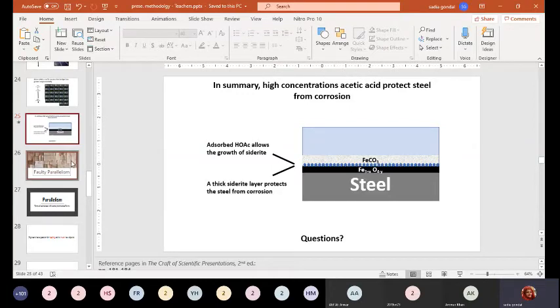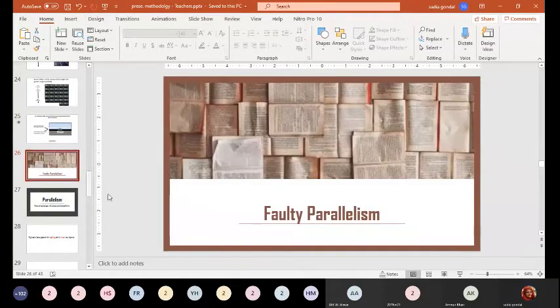Okay, now apart from all those do's and don'ts that we talked about, I'm also going to talk about 3 more don'ts for PowerPoint presentations. And one of them is faulty parallelism. Any idea what faulty parallelism is? Text me yes or no. Ever heard of the word parallelism?